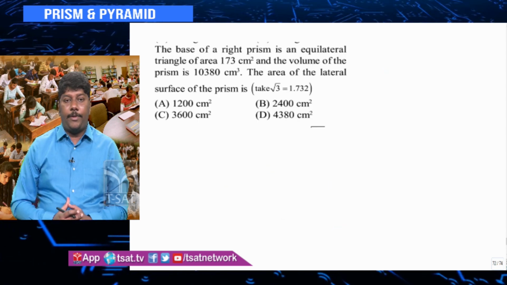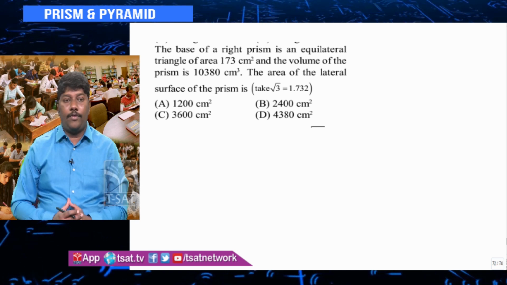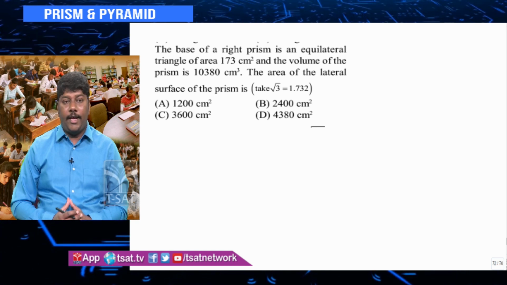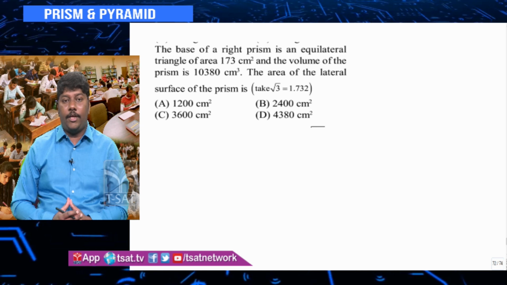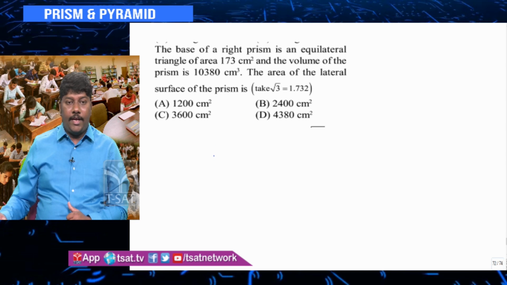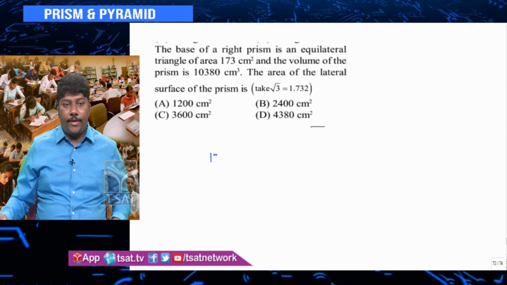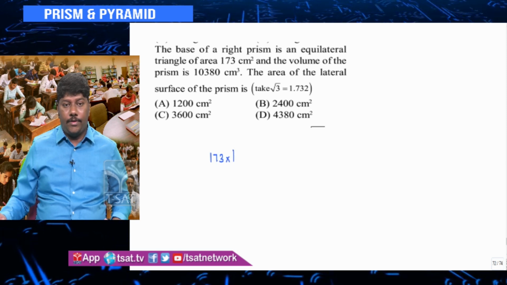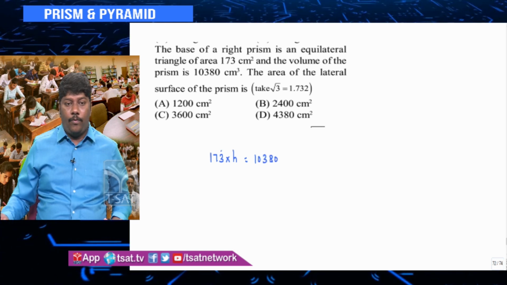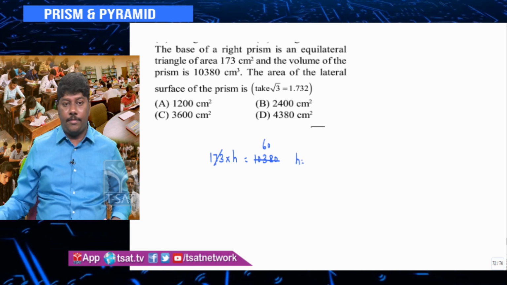Look at this: the base of a right prism is an equilateral triangle, area 173 centimeters square. The volume of the prism is 10380 centimeters cube. Find the area of the lateral surface of the prism, take √3 equal to 1.732. Base area into height, 173 into height is equal to the volume 10380. Therefore height is equal to 60 centimeters.